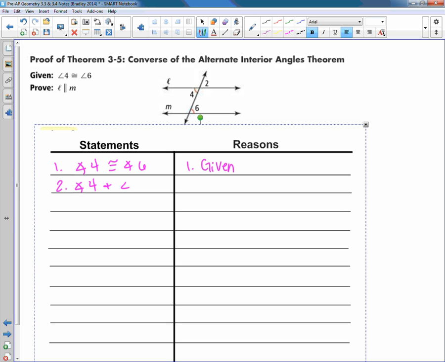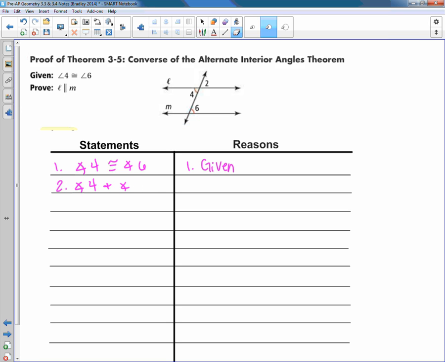And, well, I don't need to say 2 and 4 are congruent because 4 and 6, I can use the converse, right? Oh, we're proving that theorem. You're right. We can't use it. Very good catch. Now I want to say that angle 2 is congruent to angle 4 because of what?